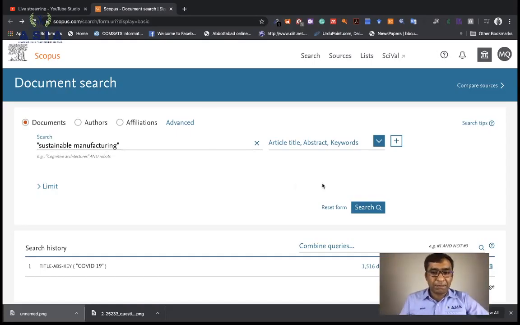Okay, if it is clear, any question, any query on this? Yes, 1969 results are okay. 77 result also okay, no problem. It's a good number. So that means your area is new.